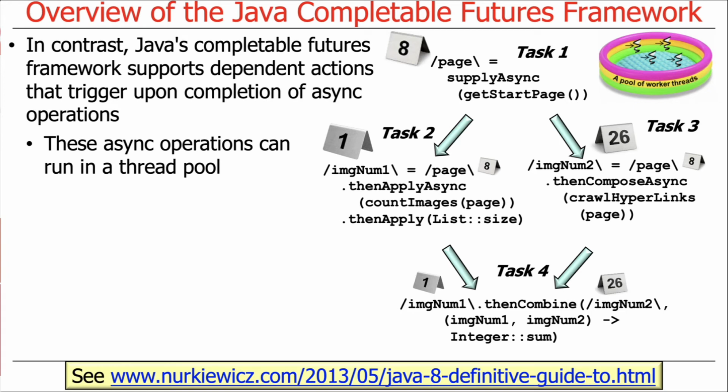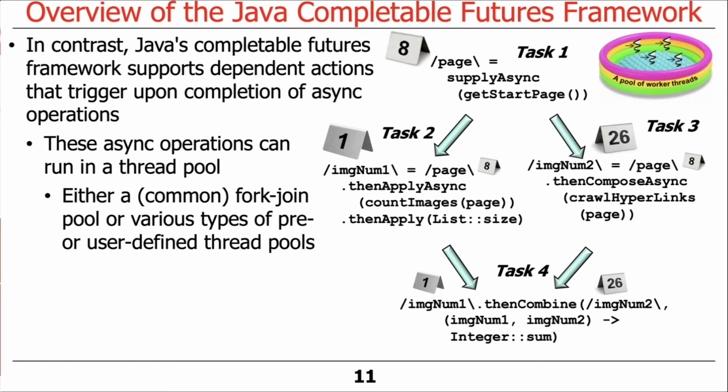All the asynchronous operations can run in a thread pool, and that thread pool can either be the common fork join pool, which is what it is if you don't provide a specific pool you want it to run in. It could be a custom fork join pool. It could be some other kind of either predefined or user-created, customized thread pool. So there's lots of flexibility with Java Completable Futures in order to be able to run the computations in parallel in a thread pool of your choice.